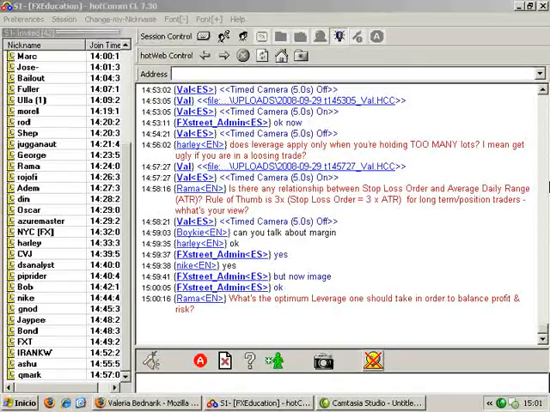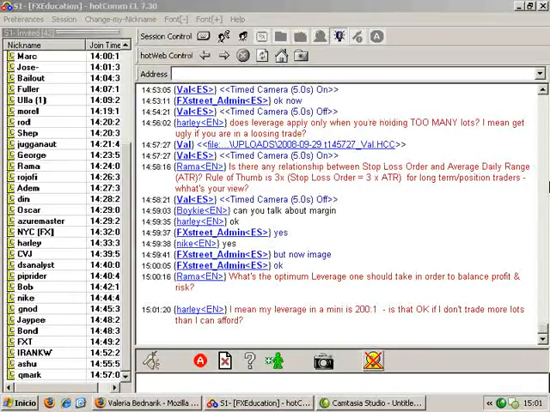Rama, you are asking if there is a relationship between stop losses and average daily range. Okay, there is, yet again, average daily range. See, if GBP moves 3 times the average daily range today and you get stopped, would you like to risk that much? Okay, see the point?